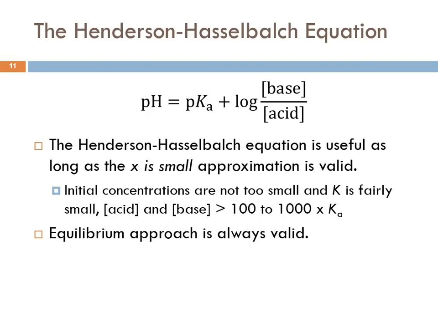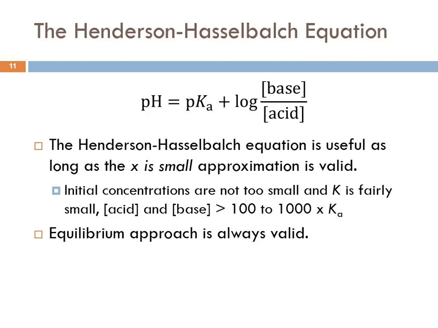So this is useful as long as the x is small approximation is valid. If x isn't small, this is not going to give you the correct pH. But most of the time, x is small, and so it's fine. Another way to gauge this, as a rule of thumb: if the initial concentrations are not too small and K is fairly small, or if the acid and base concentrations are greater than 100 to 1,000 times Ka.